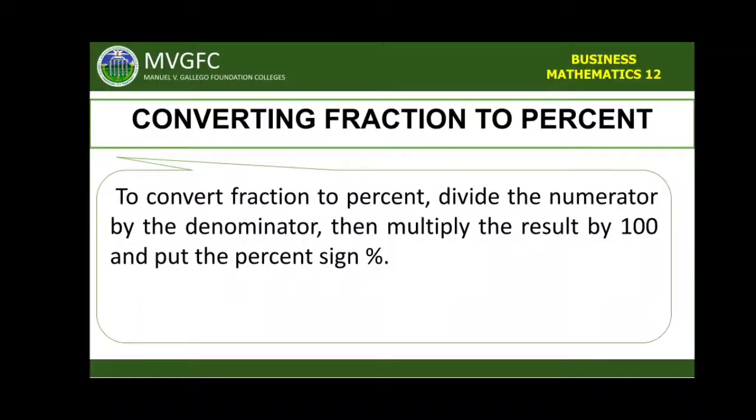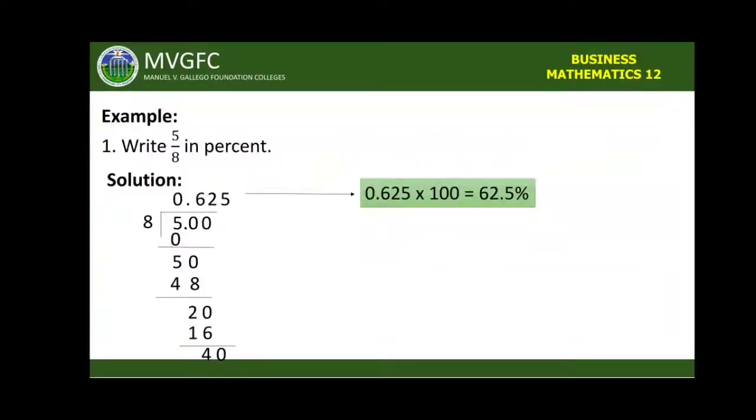Lastly is converting fraction to percent. So to convert fraction to percent, we simply need to divide the numerator by the denominator. Then multiply the result by 100 and put the percent sign. So for example, we have to write 5 over 8 in percent. Okay, just like earlier, we simply reverse the process. So for our solution, we need to divide 5 by 8.